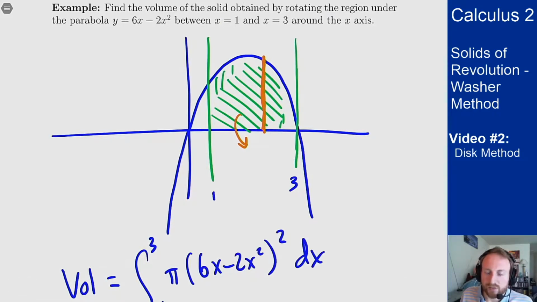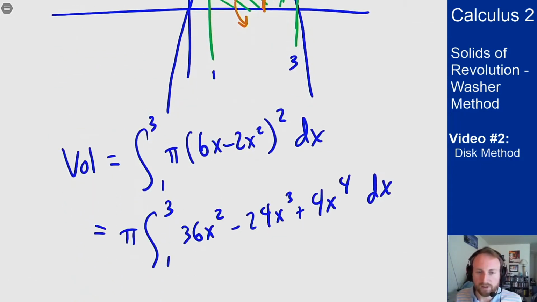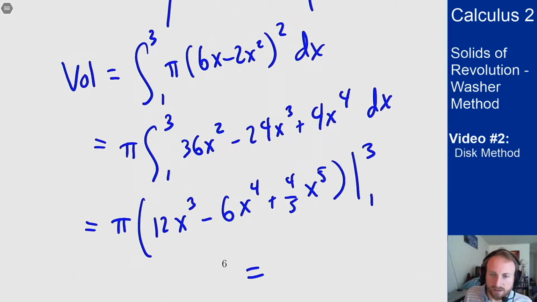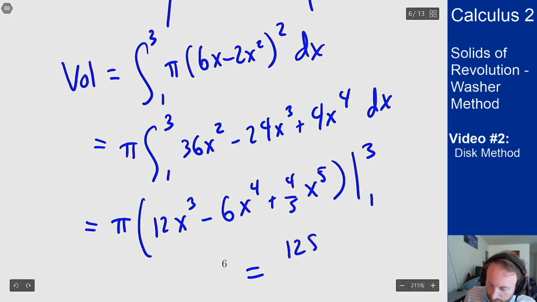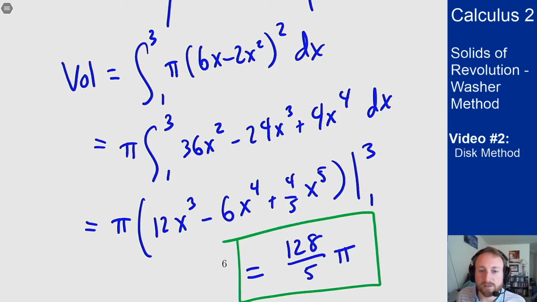And now we just work out this integral, expand everything out, and see what we get for an answer. We then integrate to find the antiderivative. Then we just plug in our endpoints and subtract to get that this answer comes out to 128 over 5 pi.